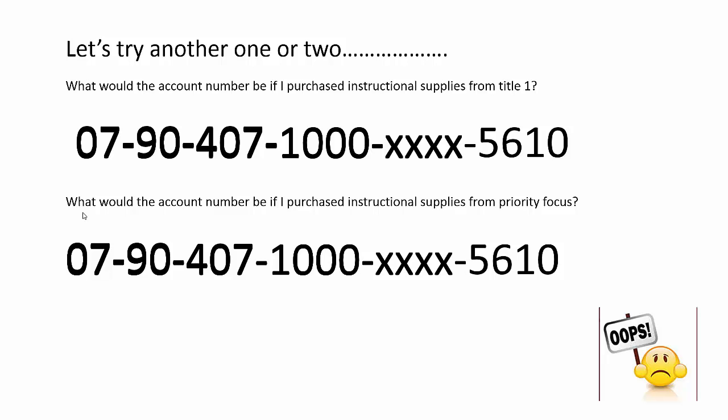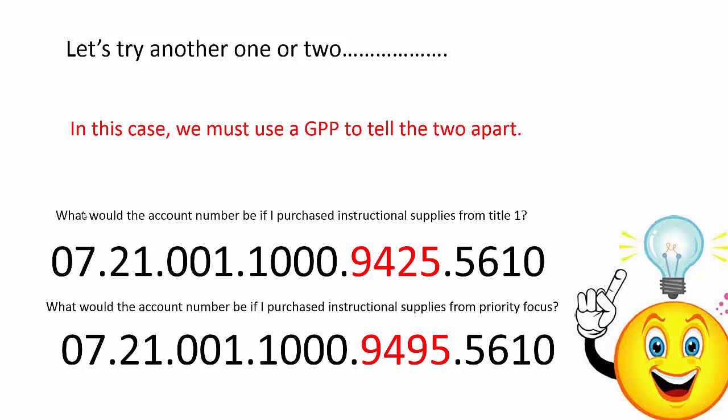We have a problem here, don't we? Those two account numbers are exactly alike. In this case, we must use a GPP to tell the two apart. In the case of Title I monies, we would use the GPP of 9425 or 9426, 9427, etc., depending on the fiscal year we are in. For priority focus, we would use the GPP of 9495, 9496, etc., depending on the fiscal year we are in. Now you can see why the GPP can be so important to us.